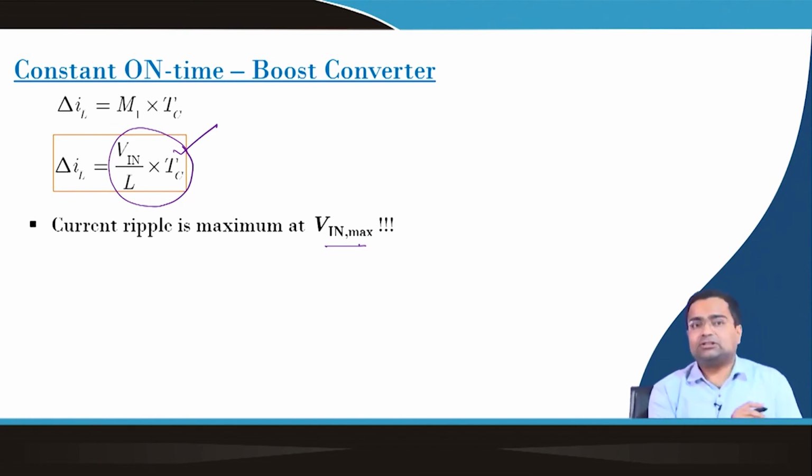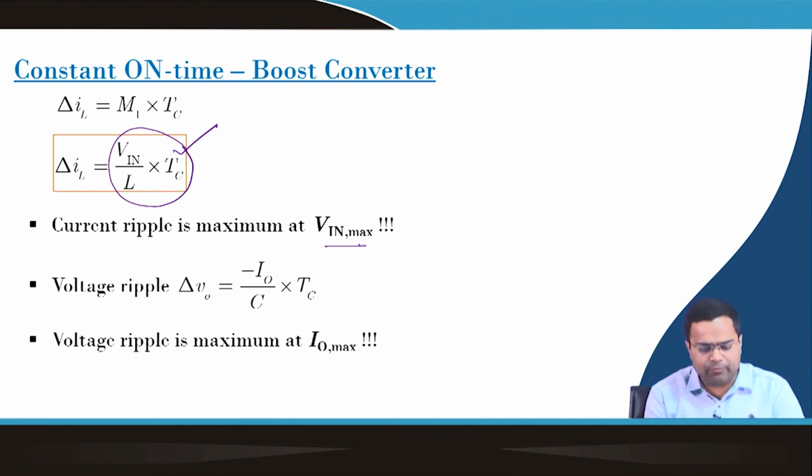But in case of PWM we found the current ripple is maximum at 50% duty ratio, but here under constant on time modulation the current ripple is maximum at maximum input voltage. Output voltage ripple will be maximum at maximum load current.